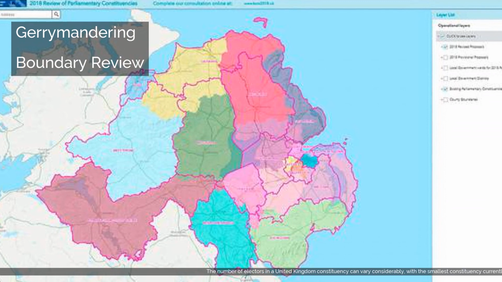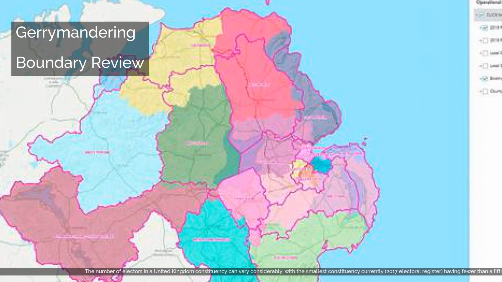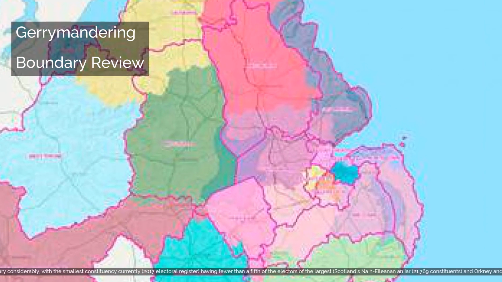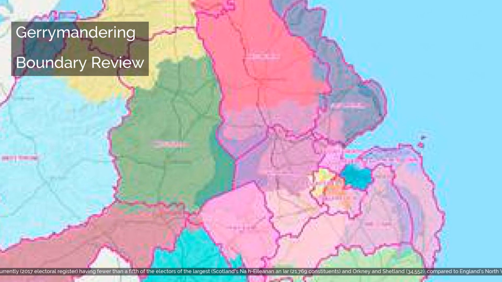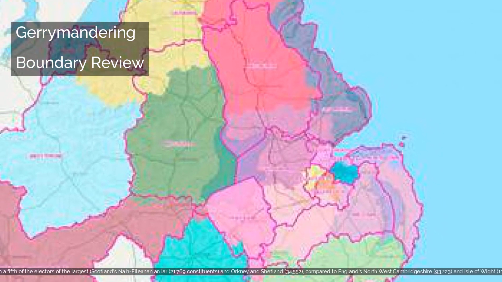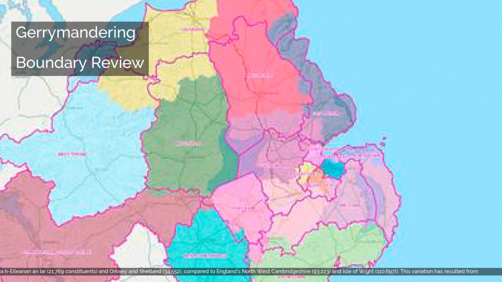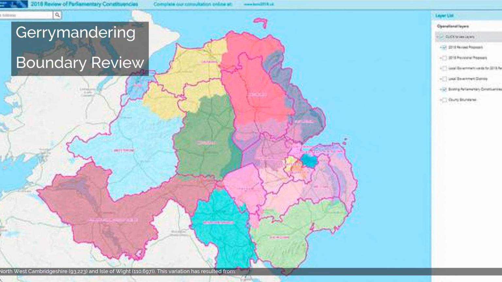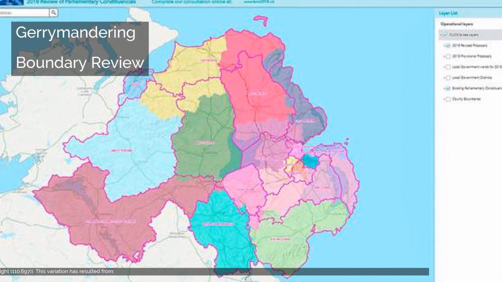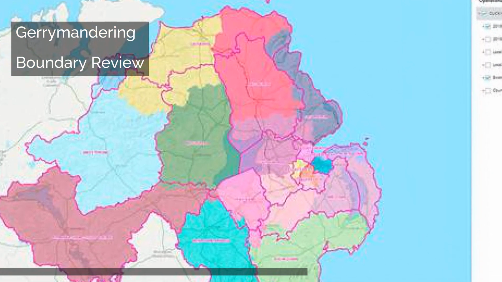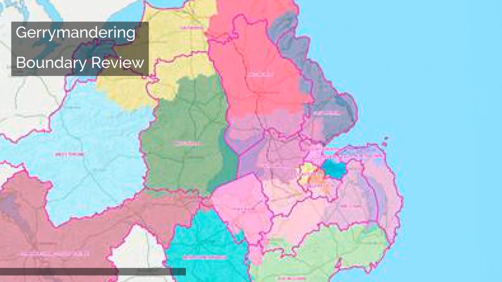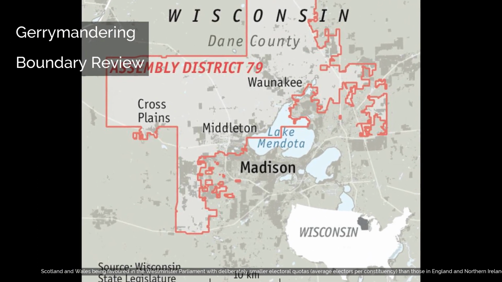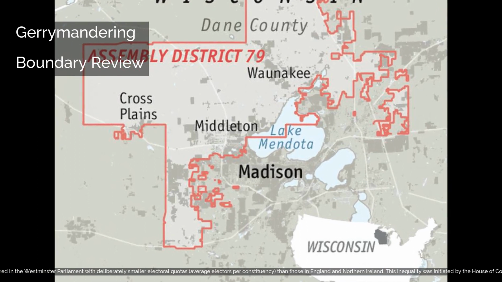The number of electors in United Kingdom constituencies can vary considerably, with the smallest constituency currently, on the 2017 electoral register, having fewer than a fifth of the electors of the largest. Scotland's Na h-Eileanan an Iar has 21,769 constituents, and Orkney and Shetland 34,552, compared to England's North West Cambridgeshire, 93,223, and Isle of Wight, 110,697. This variation has resulted from Scotland and Wales being favoured in the Westminster Parliament with deliberately smaller electoral quotas, average electors per constituency, than those in England and Northern Ireland.